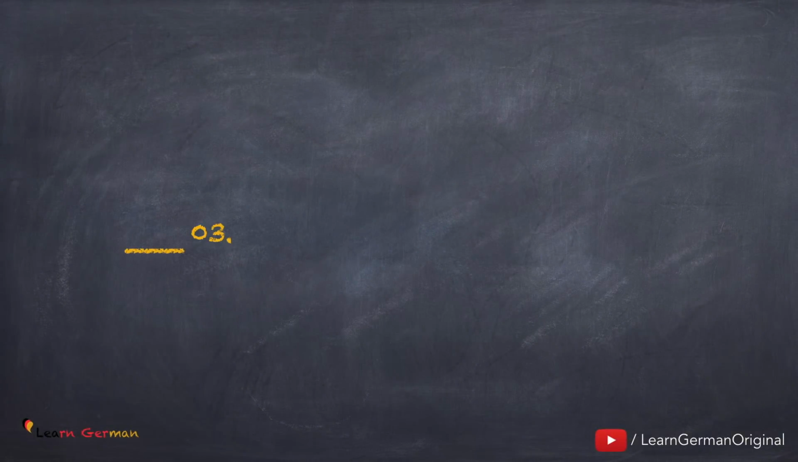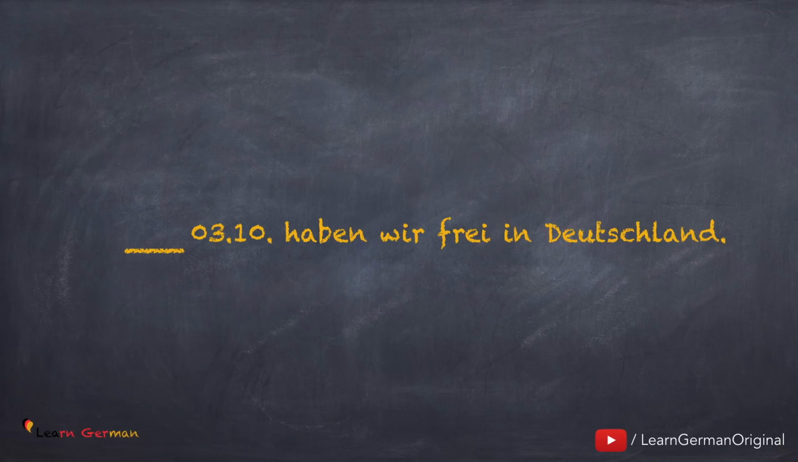And now here's the last one. Since this is a date, you will use the preposition am. Am 3.10. haben wir frei in Deutschland.